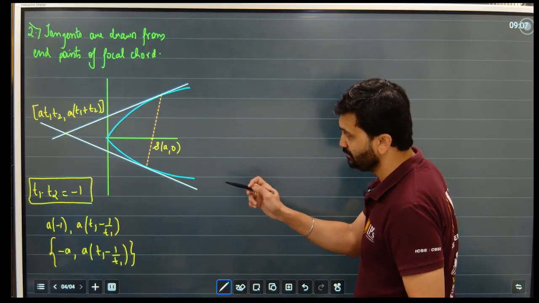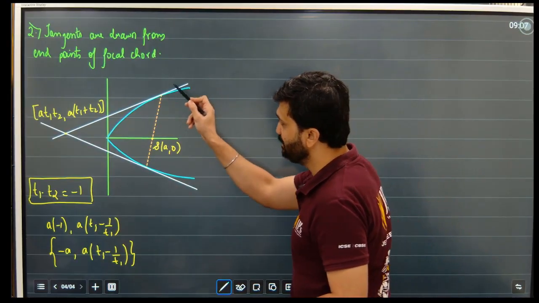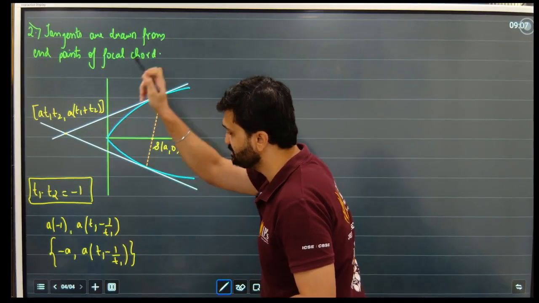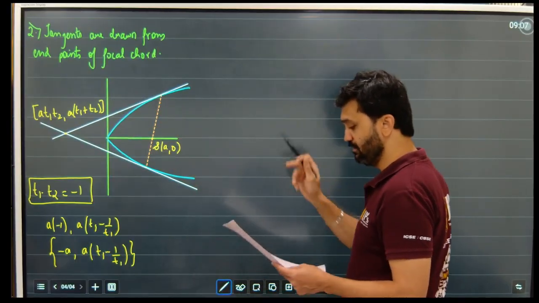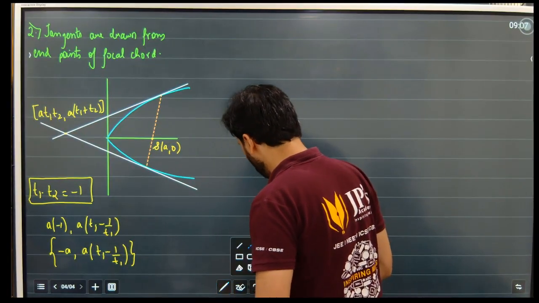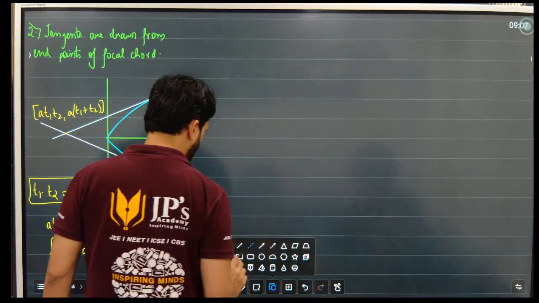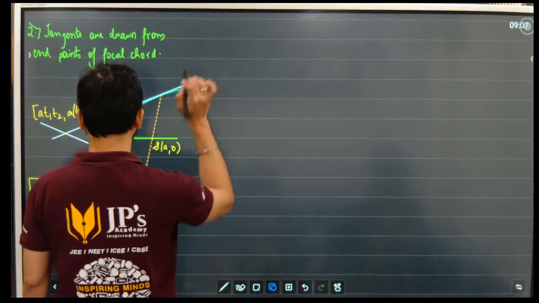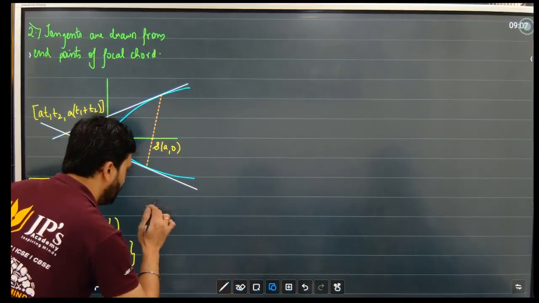So whenever from the extreme ends of the focal chord two tangents are drawn, the intersection of the two tangents will always lie on the directrix. Remember this, the intersection of the two tangents on the focal chord will always lie on the directrix. So here what we'll do is we'll write a remark.